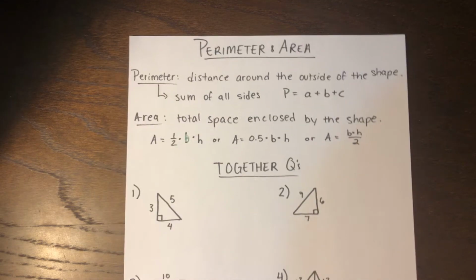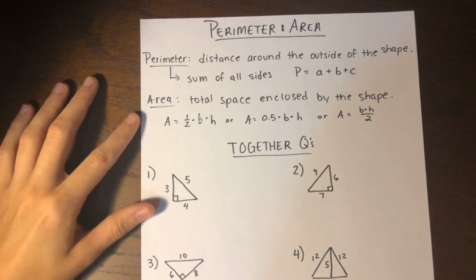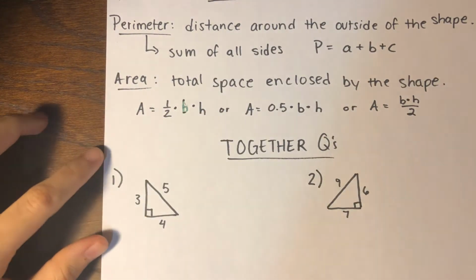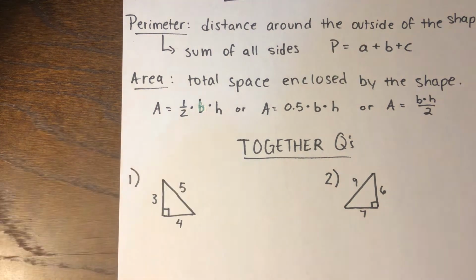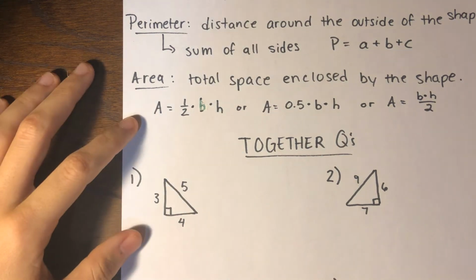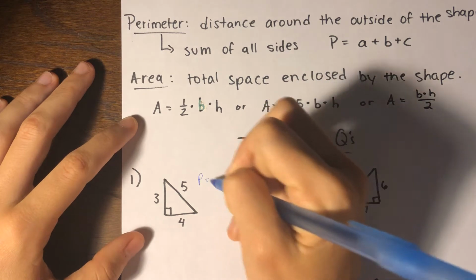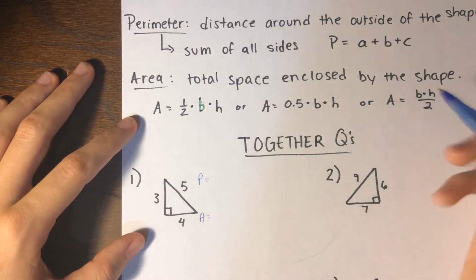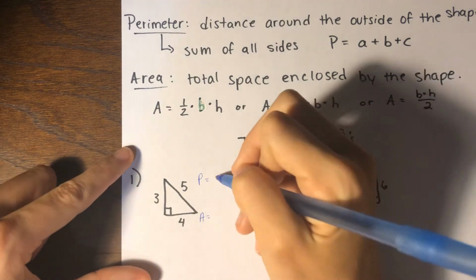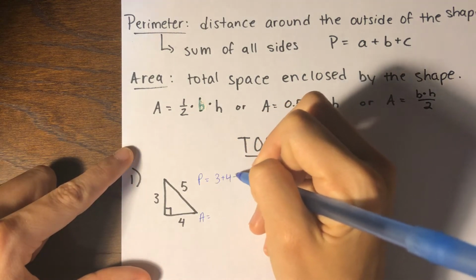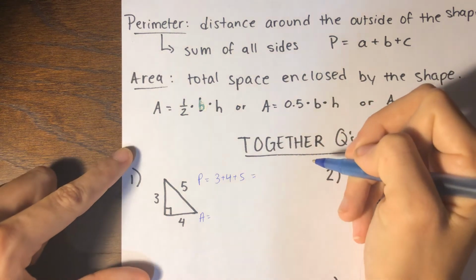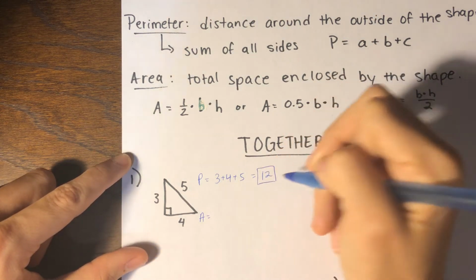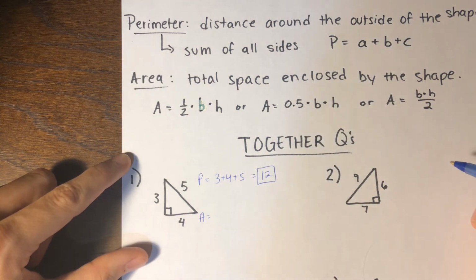So for the first one, we're talking about perimeter. Let me zoom in just a bit for you guys. These are the together questions. We're trying to find the perimeter and area for each. So for the perimeter, you're going to just add all three sides. So 3 plus 4 plus 5. When I do 3 plus 4 plus 5, I get 12. So 12 is my perimeter for that one.